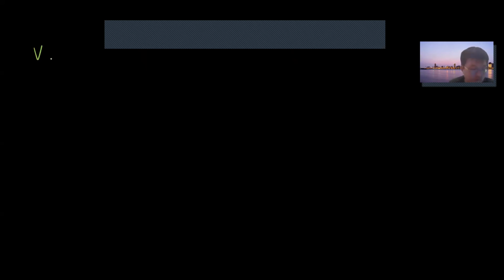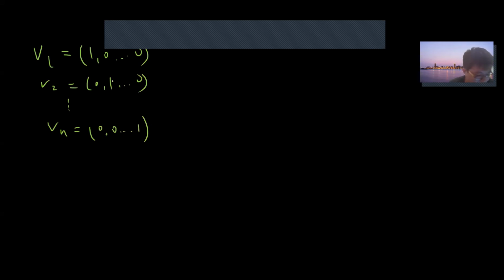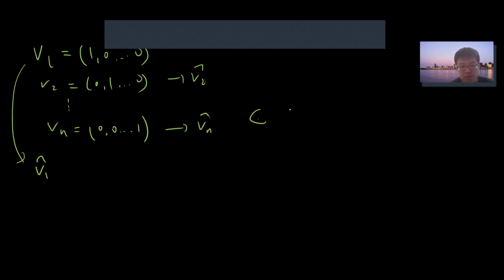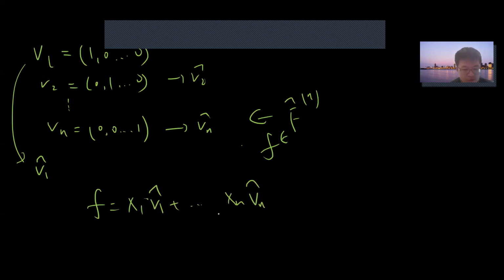Let's say I take V1 to be the standard vector 1, 0, 0, 0, 0. V2 is 0, 1, 0, 0, 0, up to Vn, which is 0, 0, 0, 1. And I take the duals V1 hat up to Vn hat. So we know that these duals form a basis in Fn dual, and any small f belonging to Fn dual can be written as x1 V1 hat plus up to xn Vn hat.